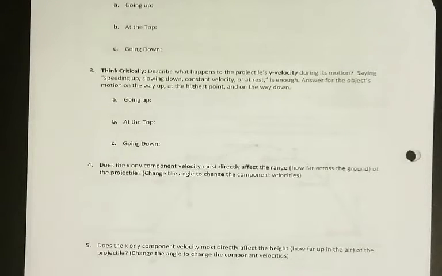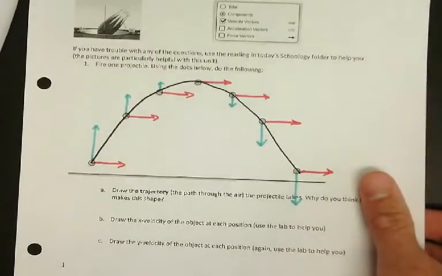The word component is one you're going to see pretty frequently. Component is just a fancy word that means part of. So the x component is the x part of the velocity. And the y component is the y part of the velocity. So use your picture on the front page to help you answer those.